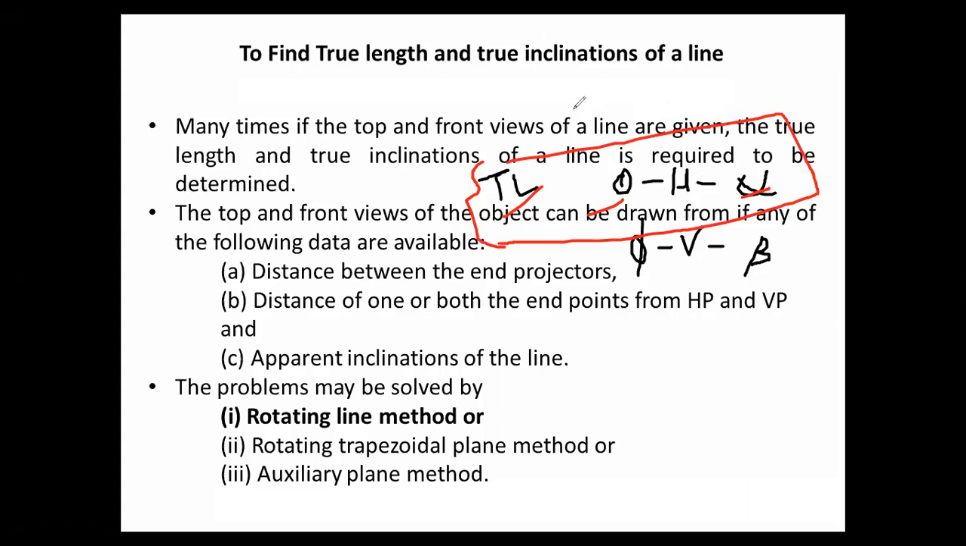Okay, now another thing. These things we will get in which view? Top view. Fine. But this true length, if and only if the line is parallel to that particular plane, then only we will have it. Otherwise, what will we have here? I will write down the first letter.